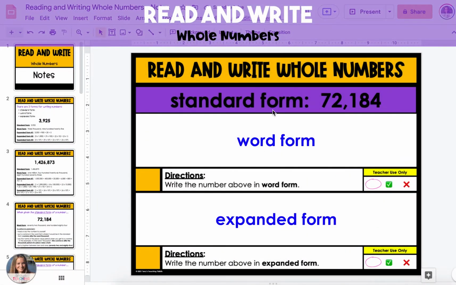In this video, I'm going to show you how to read and write whole numbers in standard form, word form, and expanded form. We'll start with a number that's given to us in standard form, and we're going to rewrite it in word form and expanded form.